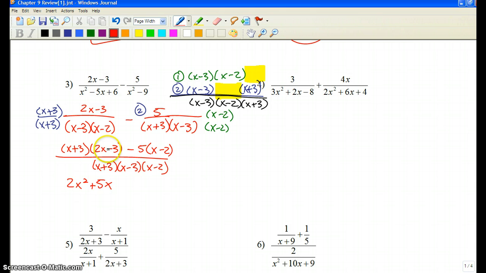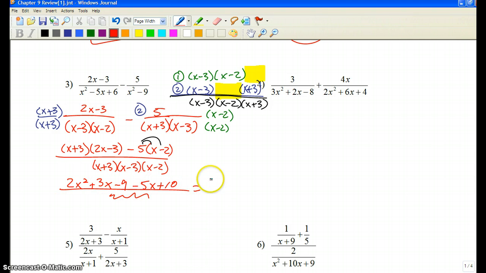That's 6 minus 3. Silly. It's actually going to be 5x, positive 3x, minus 9. Then we have to make sure to distribute that negative right there. So negative 5x plus 10 all over the common denominator. And then I'm going to continue to simplify here.